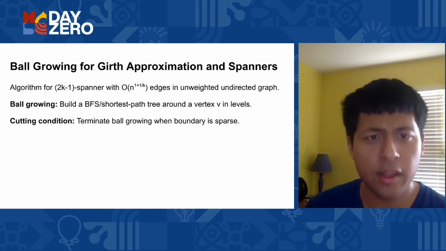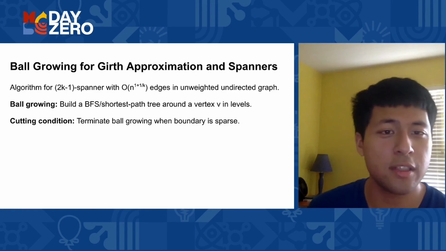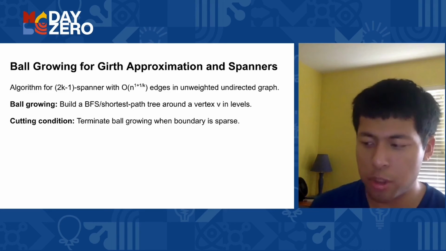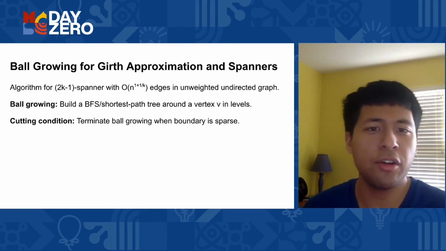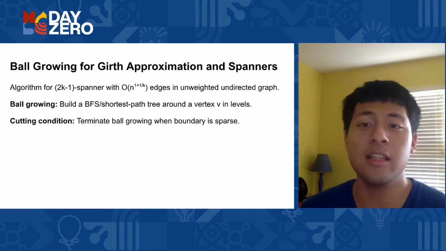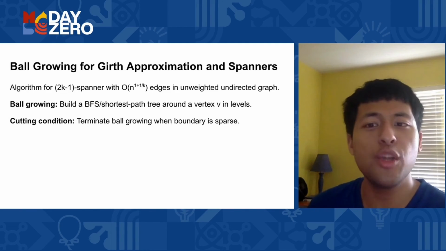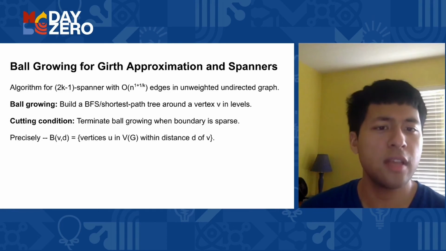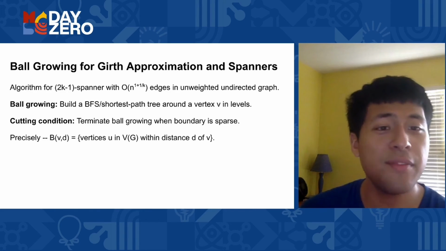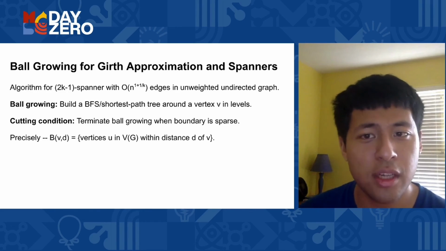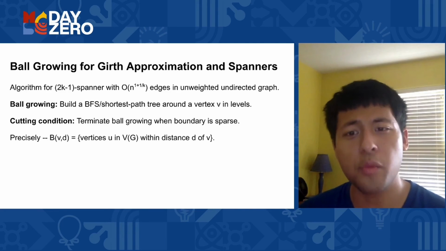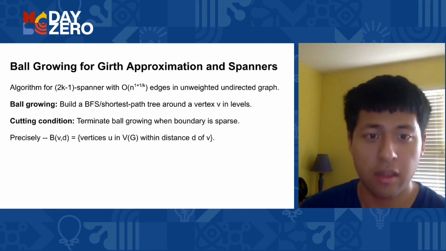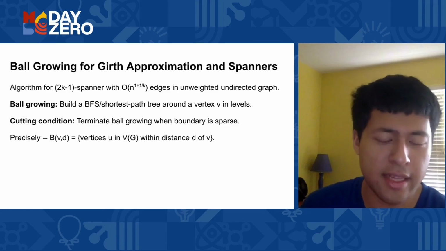The high level idea behind ball growing is that I'm going to pick a vertex v and then run a BFS shortest path from v until I deem that I don't want to anymore. I want to terminate the search, delete the vertices I've searched, and then continue on to the remainder of the graph. More precisely, we need to define the balls. B(v, d) is the set of vertices u in the graph that are within distance d of v. So it's like the ball of radius d around v.